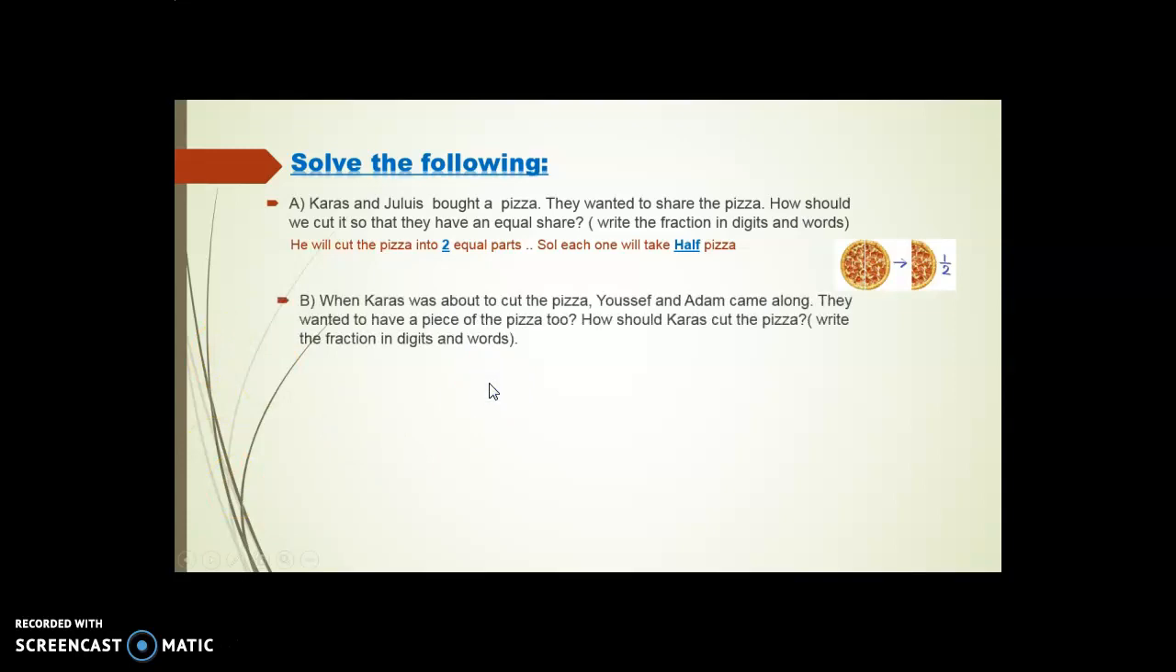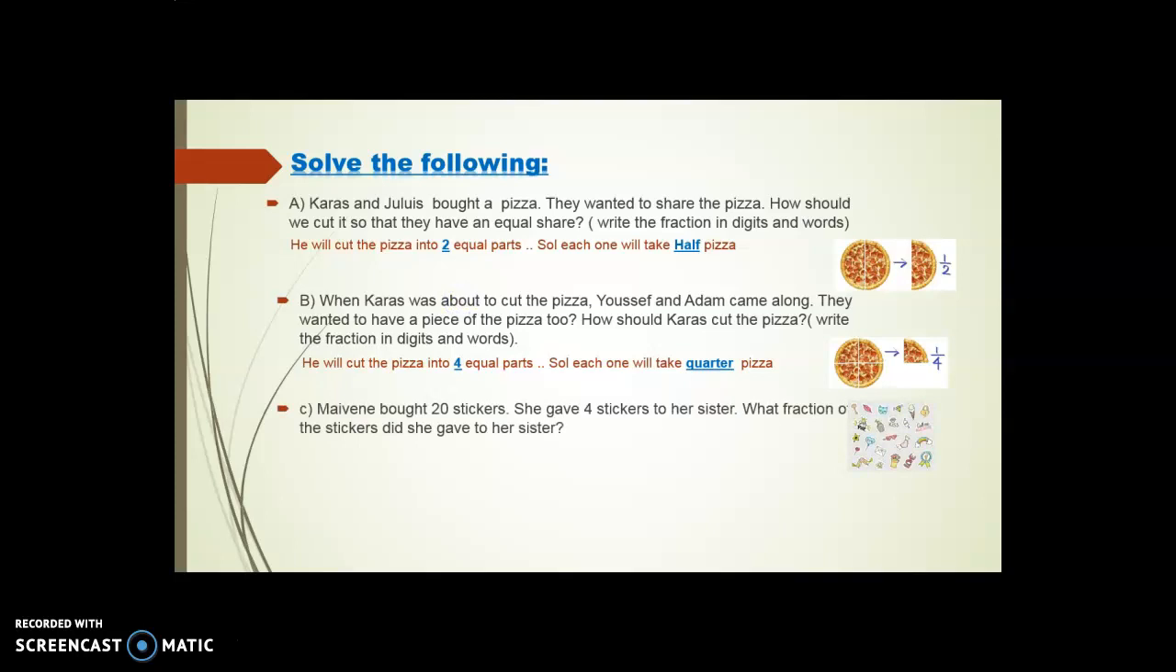When Karas was about to cut the pizza, Yusuf and Adam came along. They wanted to have a piece of the pizza too. How should Karas cut the pizza? He will cut the pizza into 4 equal parts. Why 4? Because Karas and Julius, then Yusuf and Adam are going to eat from this pizza. So he will cut the pizza into 4 equal parts, so each one will take a quarter of the pizza.